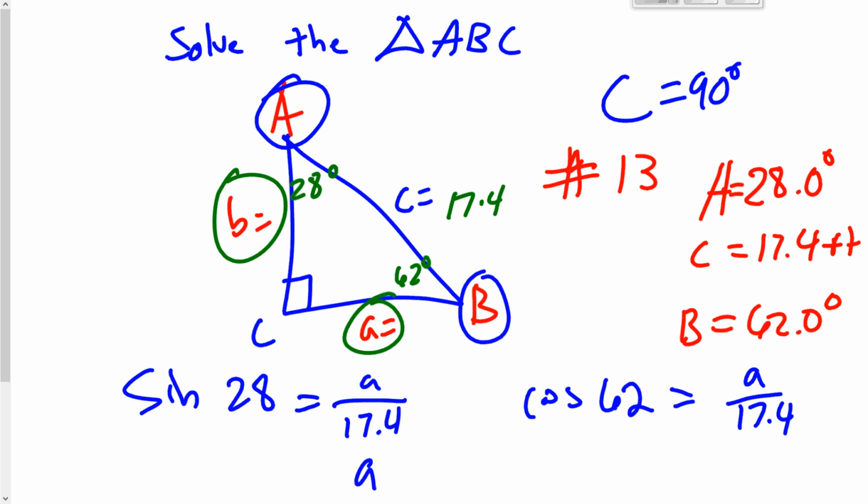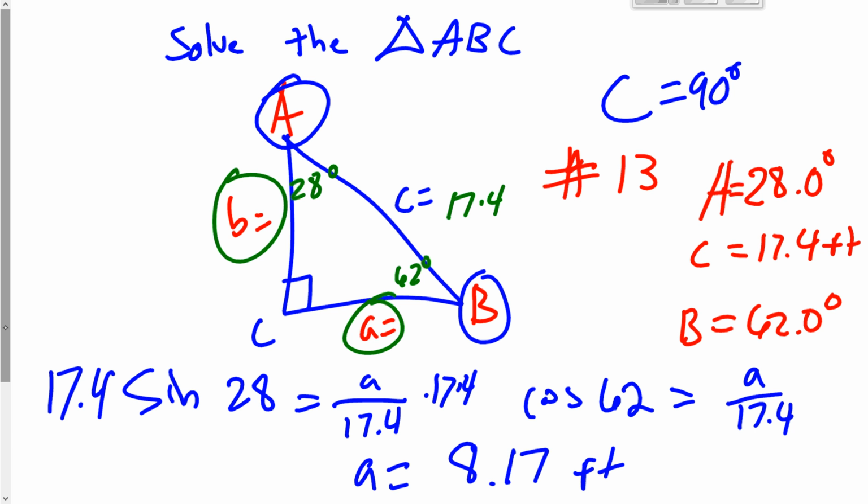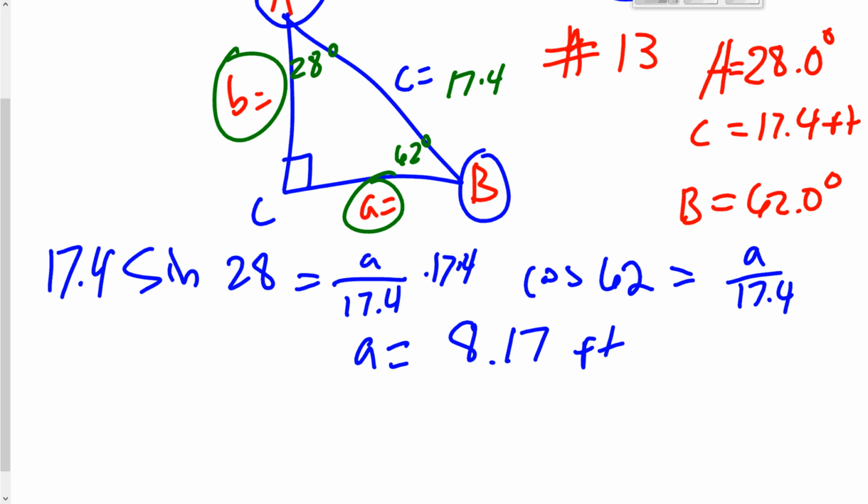So we can enter this in, multiply both sides by 17.4, on both equations, and we get A is equal to 8.17 feet. Okay, and now, like I said, we would find side B.